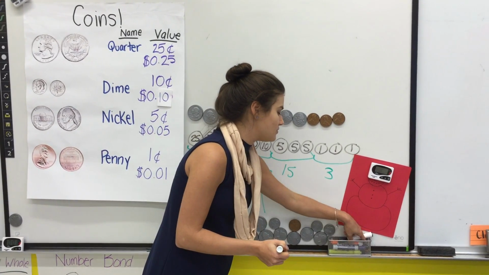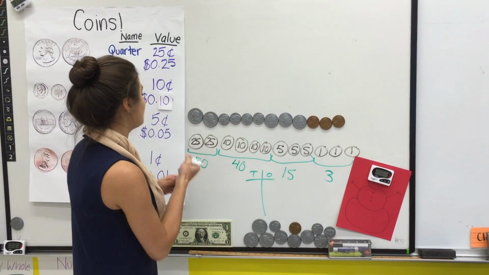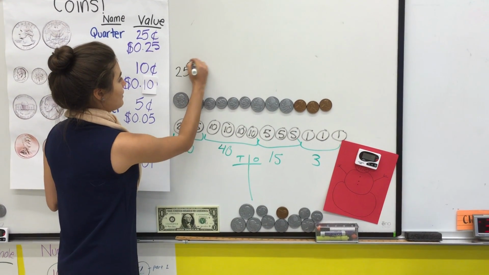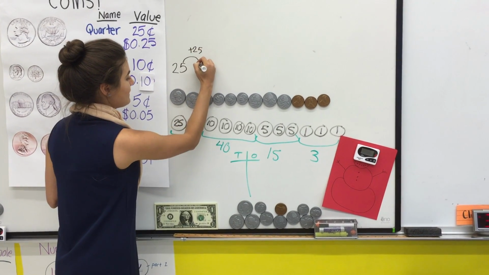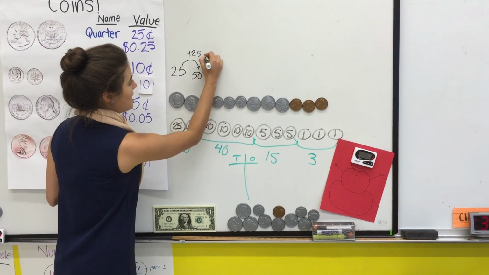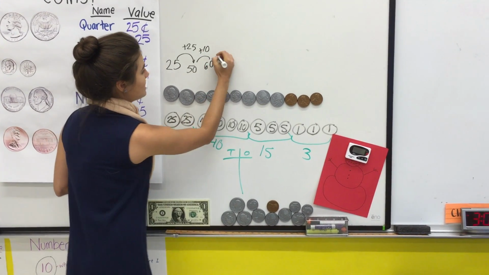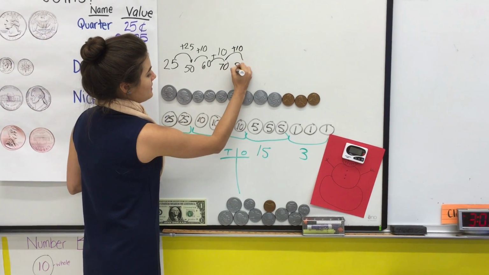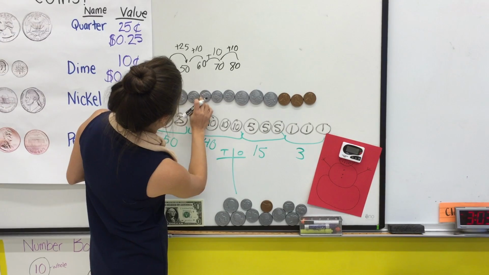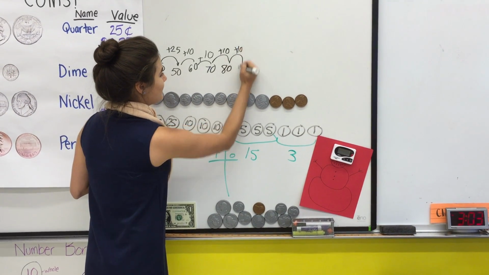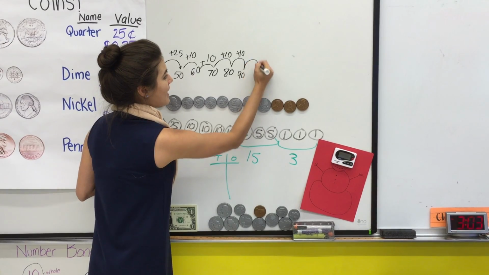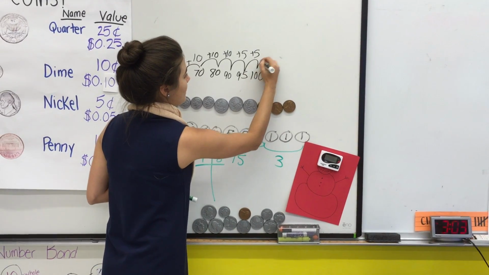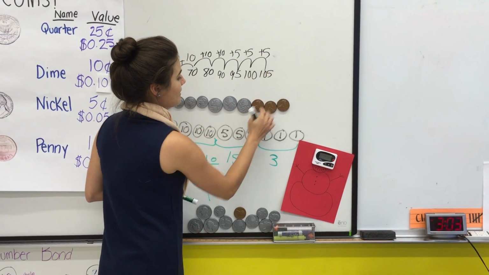Another thing that students can do that's also related to the number line that we've been doing is they can skip count from one to the other. So they would start at 25, they're adding a quarter, so they're adding 25, and now they're at 50, then they're adding a dime, now they're at 60, adding another dime, now they're at 70, adding another dime. Now they're at 80. Adding another dime. Now they're at 90, and then they're going to add 5 at 95, at 100, at 105, and then 3 pennies.